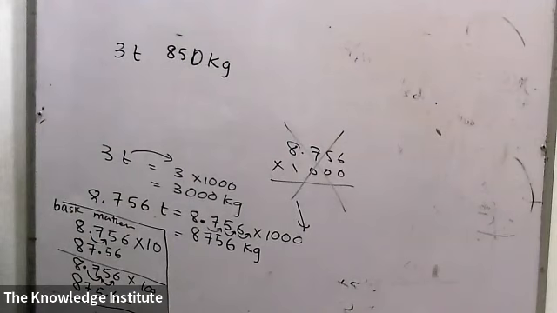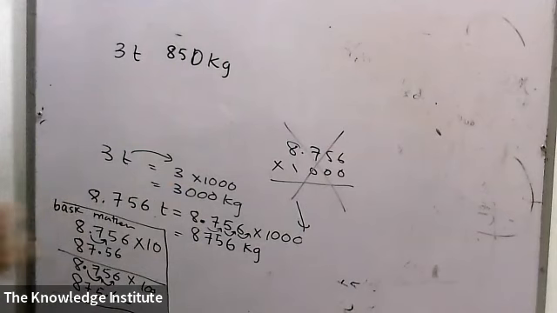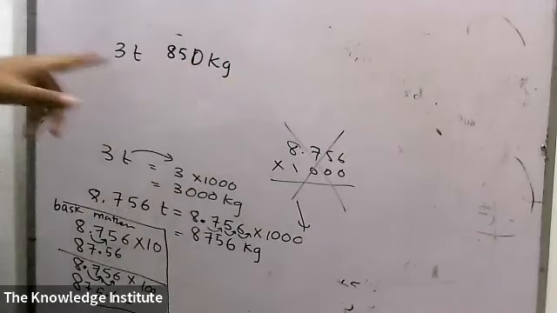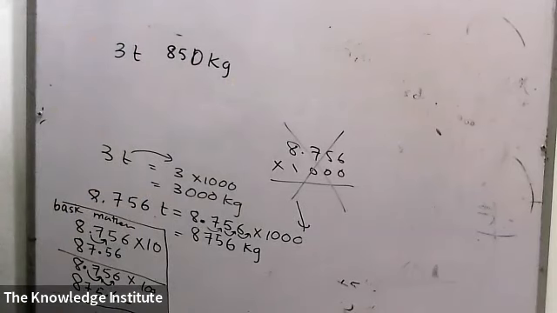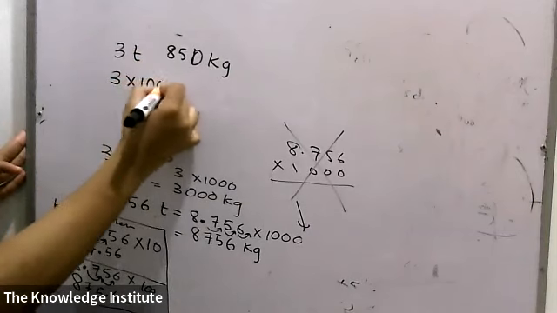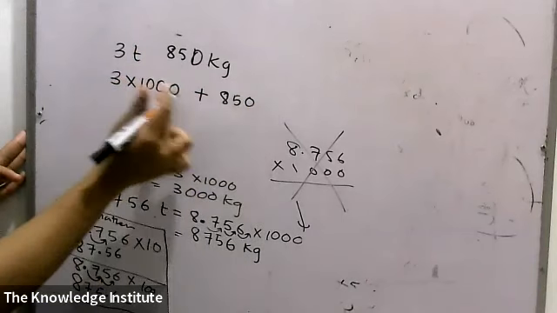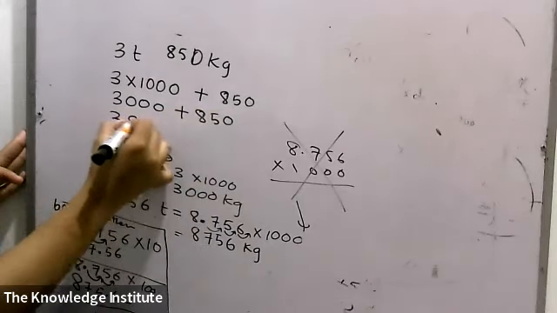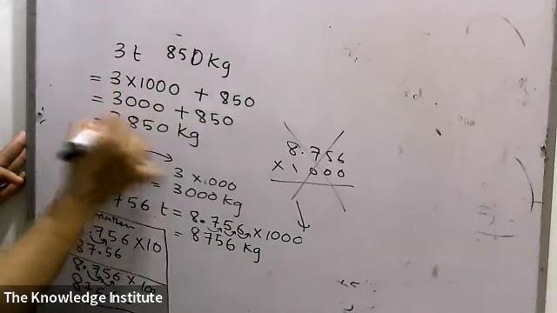How can we convert into kilograms? First, 850 is already in kilograms, right? So there will be no conversion related to this. But then we have 3 tons. They are asking all together to express that in kilograms. So 3 tons, you have to multiply that by 1000 and add 850 to it. 3 into 1000 is 3000. 3000 plus 850 gives you 3850 kilograms. Did you understand?